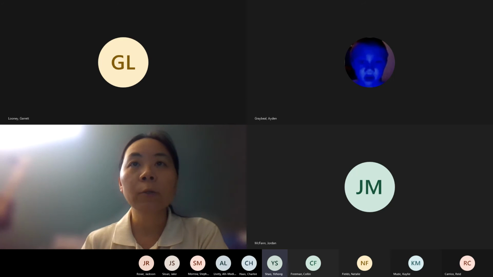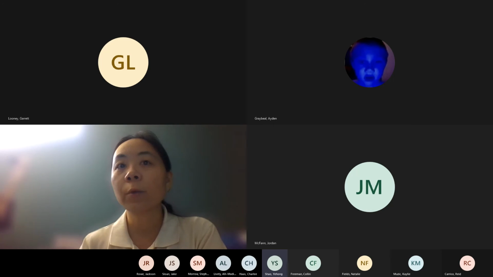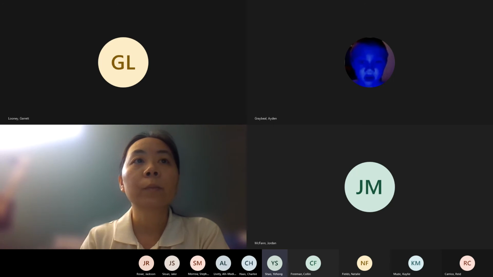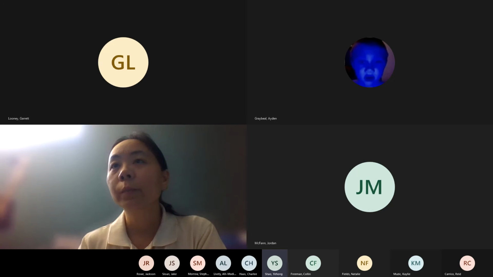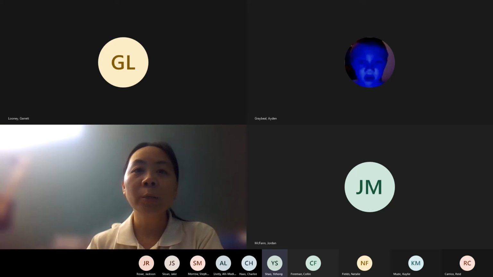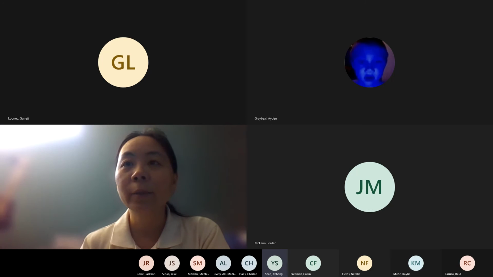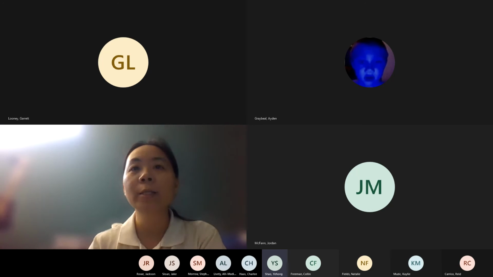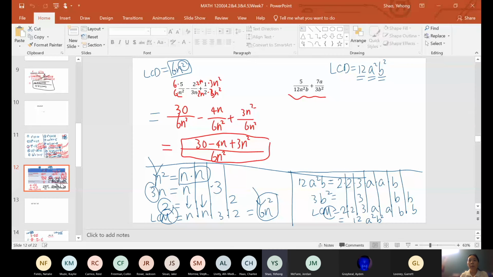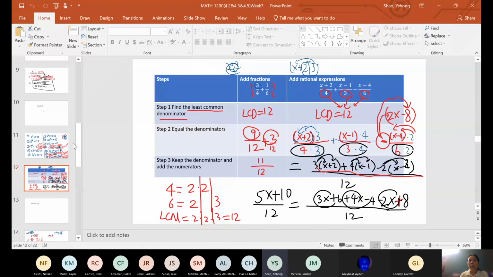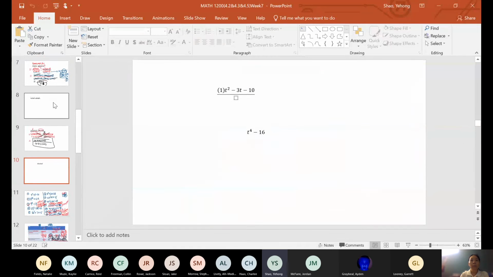All right, today we're going to continue to look at addition. So let me share the screen with you. On Tuesday, we talked about how to multiply or divide rational expressions. The process is pretty much similar to, let's take a look here.